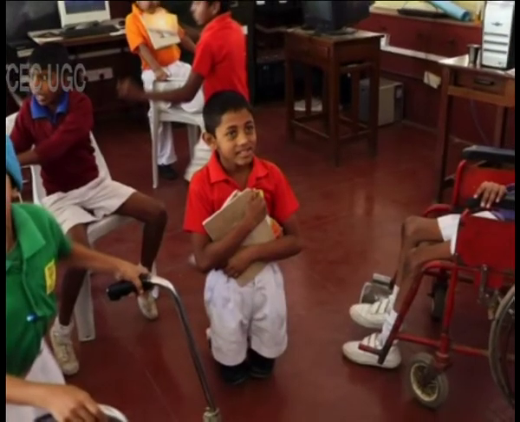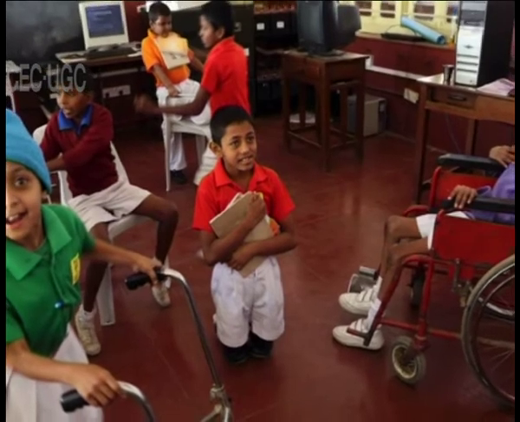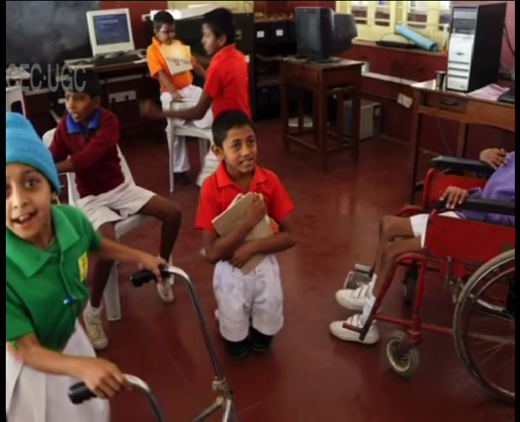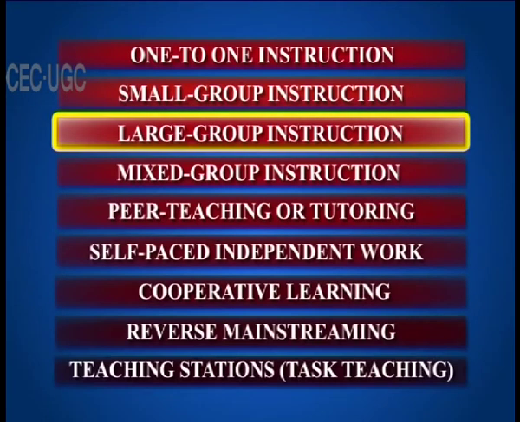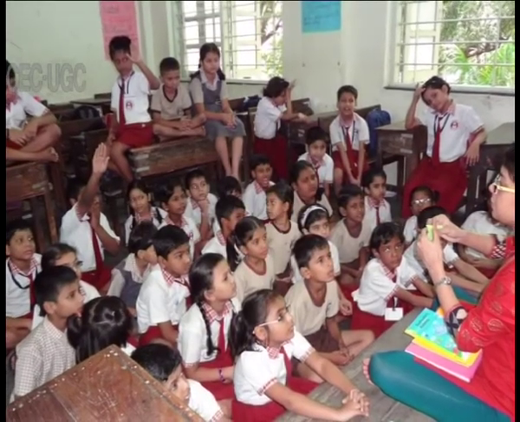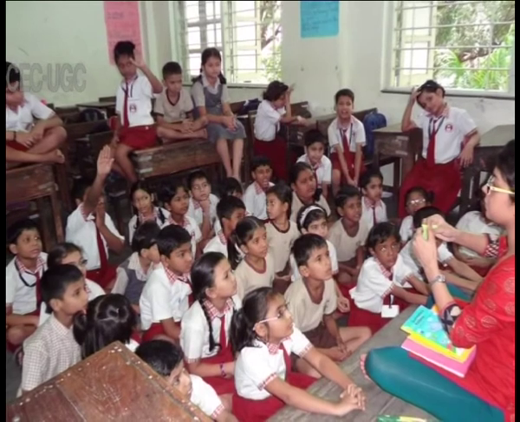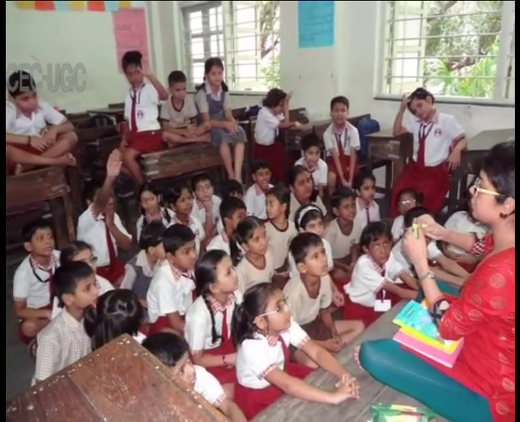Within a small group instruction format, 2 to 10 students generally work with one teacher or teaching assistant. Next, number 3, large group instruction. In this format, the entire class participates at the same time under the direction of one or more teachers or teaching assistants.